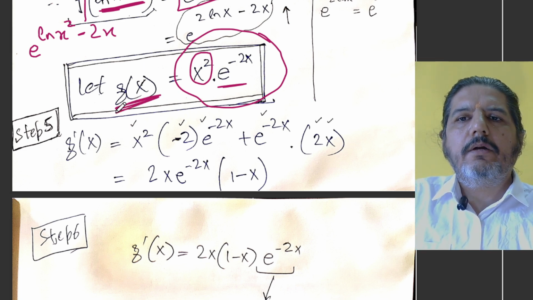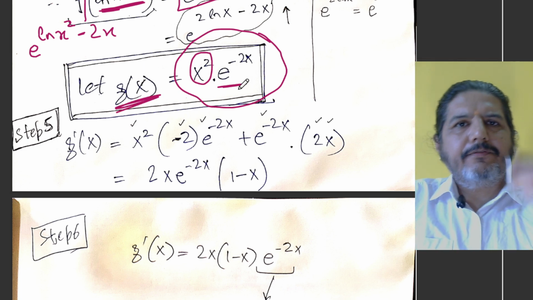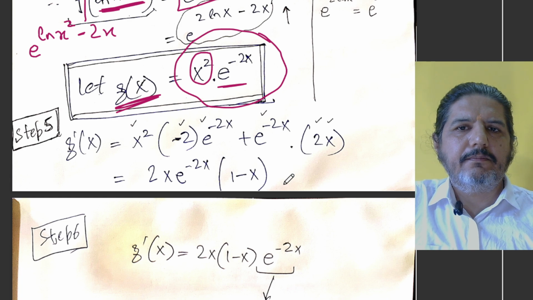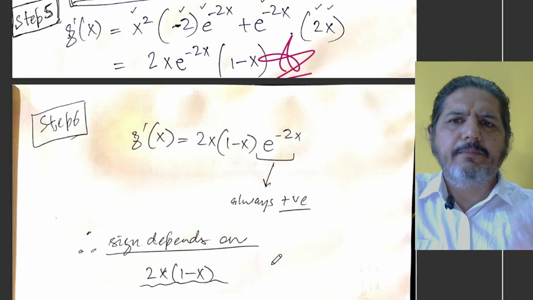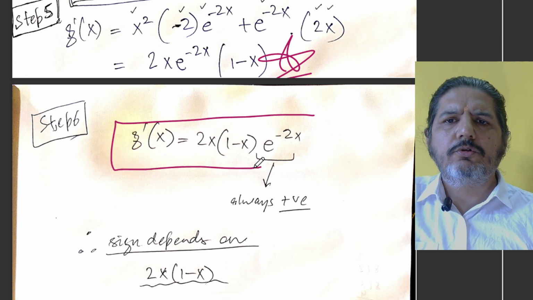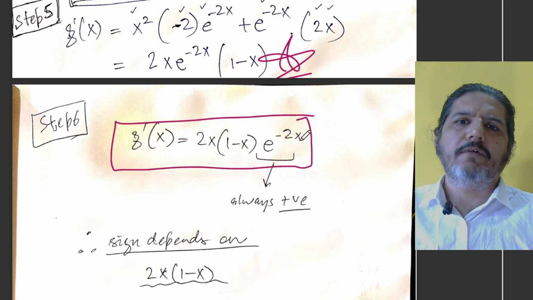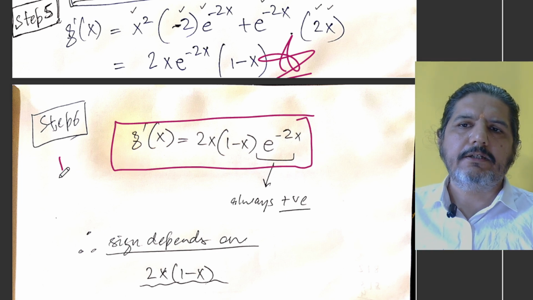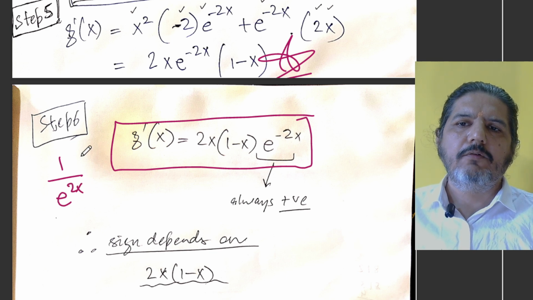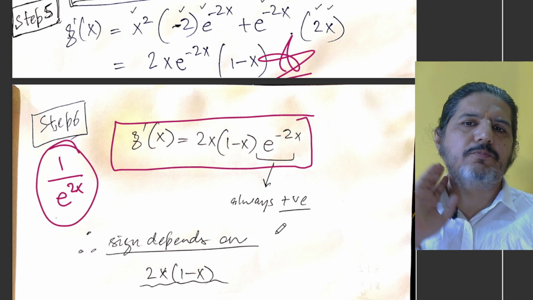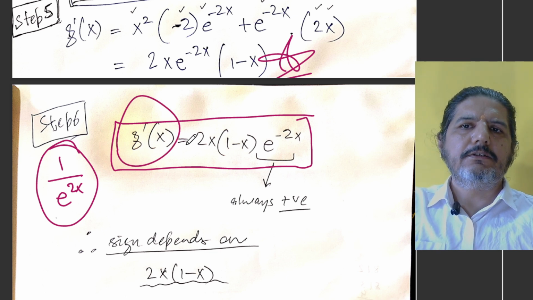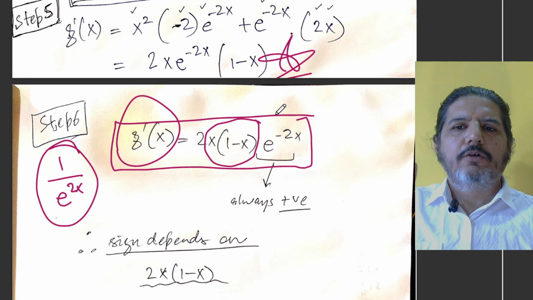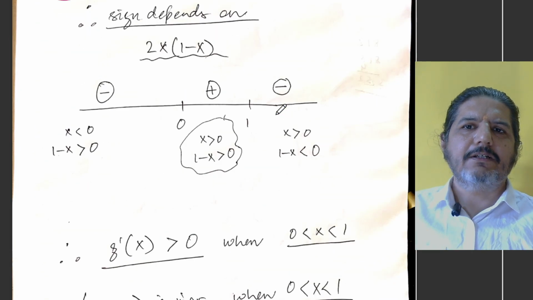So I name this as gx. I take a differential of gx. So this is what the differential of gx looks like. When I do the manipulation, g dash x is equal to 2x into 1 minus x, e raised to minus 2x. What you need to realize is that this function e raised to minus 2x would always be positive for all x. So the sign of g dash x depends on x into 1 minus x.